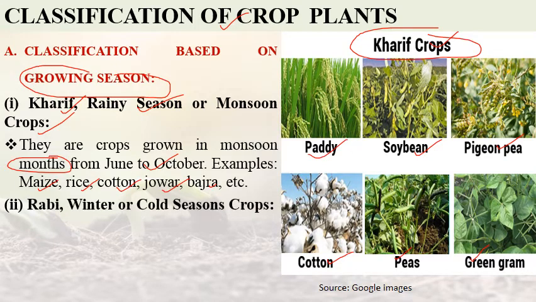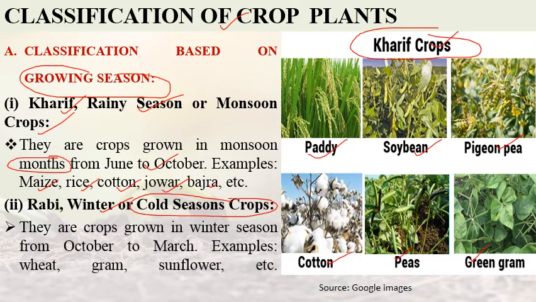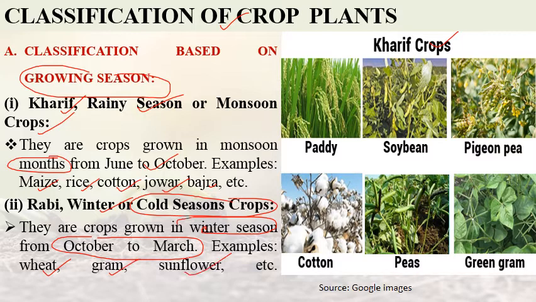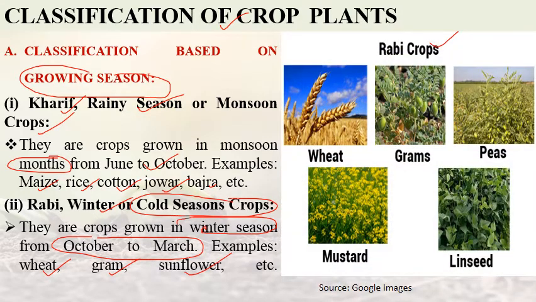Next we have Rabi crops or winter or cold season crops. These are the crops which are grown in winter season from October to March. For example, we have wheat, gram, sunflower, etc. This is the photograph which shows the Rabi crop plants, like wheat, grams, peas, then we have mustard, linseed. So these are the crops which are grown under this winter season, and these are known as Rabi crops.